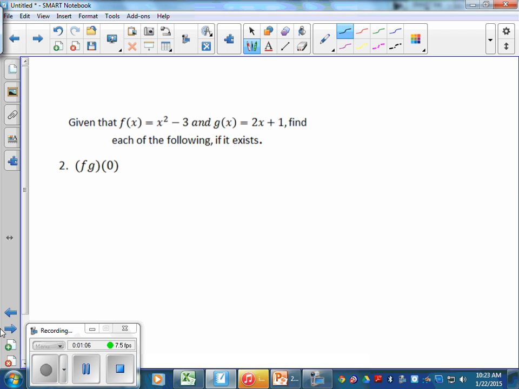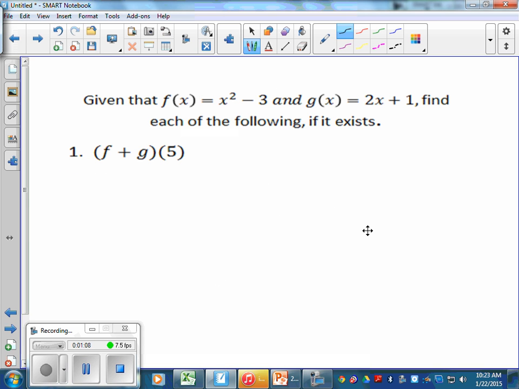I chose some of the ones that were similar to the ones that you have, but not the same ones. So for problem number 1, and this is for problem number 5, you have these two functions. f of x is x squared minus 3, and g of x is 2x plus 1. For number 1, they want me to find f plus g of 5. The easiest way to do that is just to find f of 5 and find g of 5 and add those two together. So f of 5 means plug in 5 to the f equation.